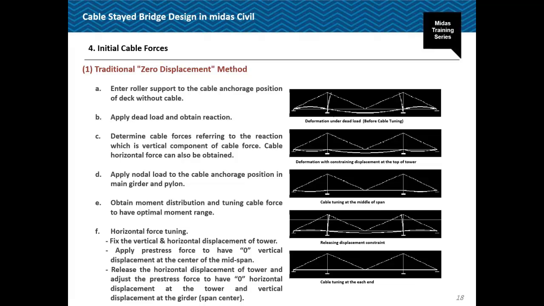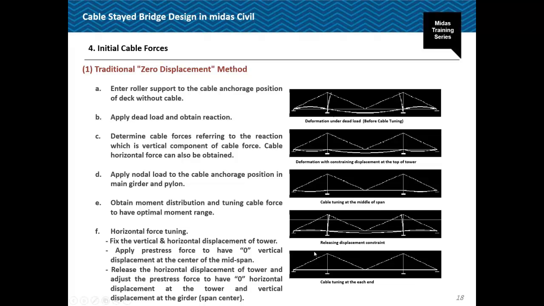A major concept of the design is reducing the bending moment in the tower and girder due to dead load. So this traditional zero displacement method is using the fixed vertical displacement in the cable jacking position, like those positions. In the current cable-stayed bridge, the number of the cables is enough. Therefore, the effect of the horizontal force of the cable to the beam moment of the main girder is comparably small. So in this method, the vertical displacement is restrained at the cable anchorage position so that the moment distribution of the main girder will be similar to the continuous beam. This method is valid when there is no large inclination in the longitudinal girder.